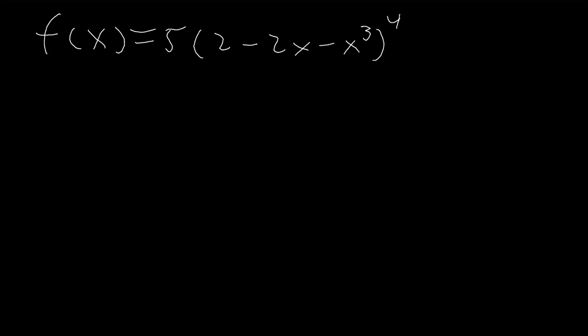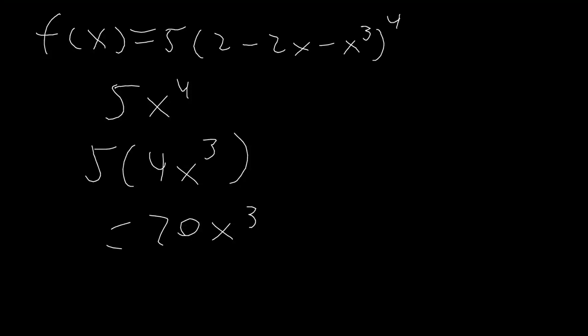So this 5, we can just basically take that out of the derivative, like just add it in later. Like if we were taking the derivative of 5x to the 4th, we would really do 5 times the derivative of x to the 4th. So it's 5 times 4x cubed, or 20x cubed.